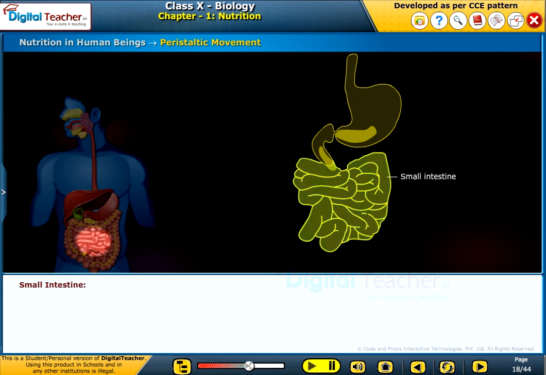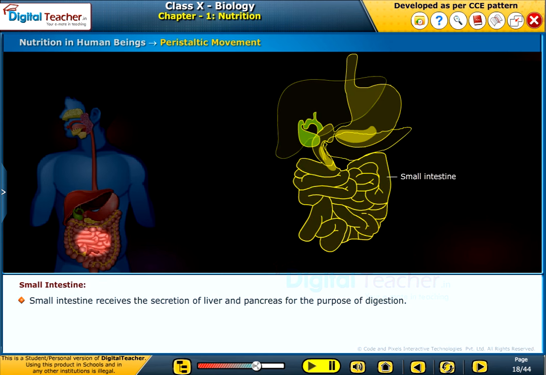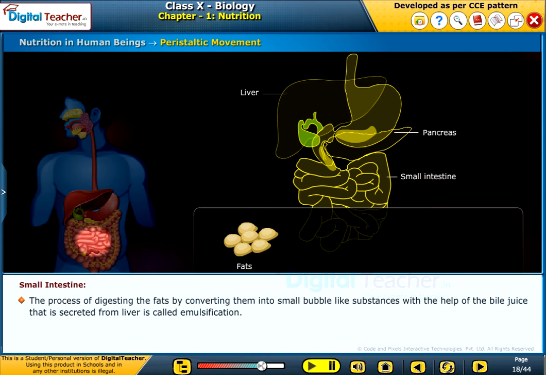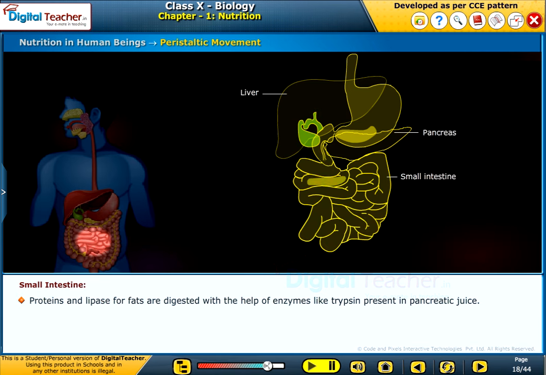Let us learn about the small intestine. The small intestine is the longest part of the alimentary canal. Here, the complete digestion of carbohydrates, proteins and fats takes place. The small intestine receives the secretions of the liver and pancreas for the purpose of digestion. The process of breaking fats into small bubble-like droplets with the help of the bile juice secreted from the liver is called emulsification. Proteins and fats are digested with the help of enzymes like trypsin and lipase present in pancreatic juice.